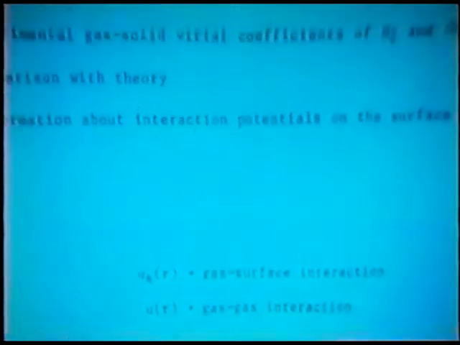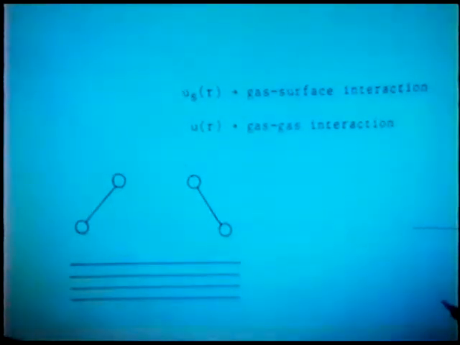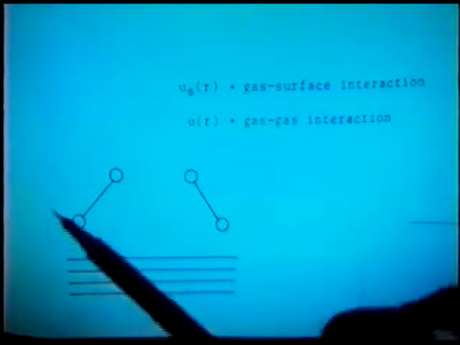The purpose of this study was to measure the gas-solid virial coefficients of nitrogen and carbon monoxide on graphitized carbon. And then we compared these to values of the virial coefficients calculated using statistical mechanics. By doing this, we want to gain some information about interaction potentials on the surface. The interactions we're specifically interested in are the gas-surface interaction, that is the interaction of a single gas molecule with the surface, and the gas-gas interaction, or the interaction of two adsorbed molecules with one another.